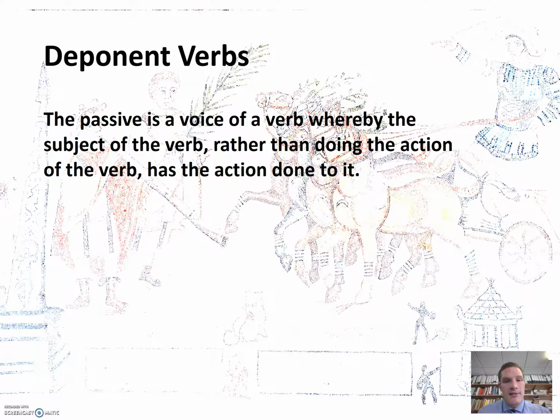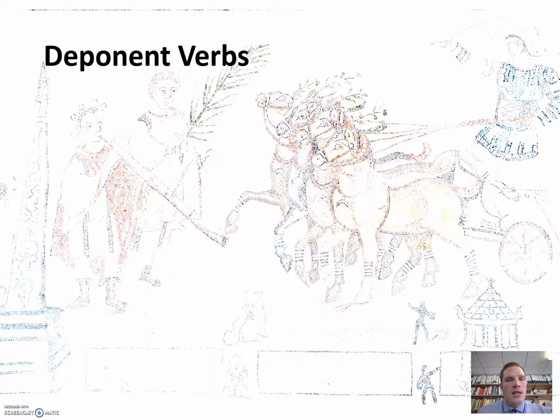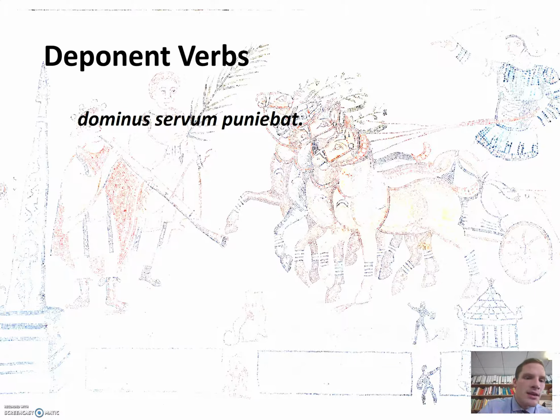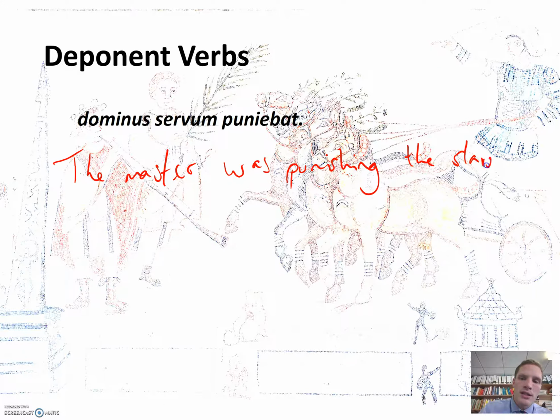So we've said that the passive is a voice whereby the subject of the verb, rather than doing the action of the verb, has the action done to it. If we have a look here, this is an example of an active verb, puniebat. Our subject, the noun in the nominative, here it's dominus, the master, is doing the action. So the master was punishing the slave.